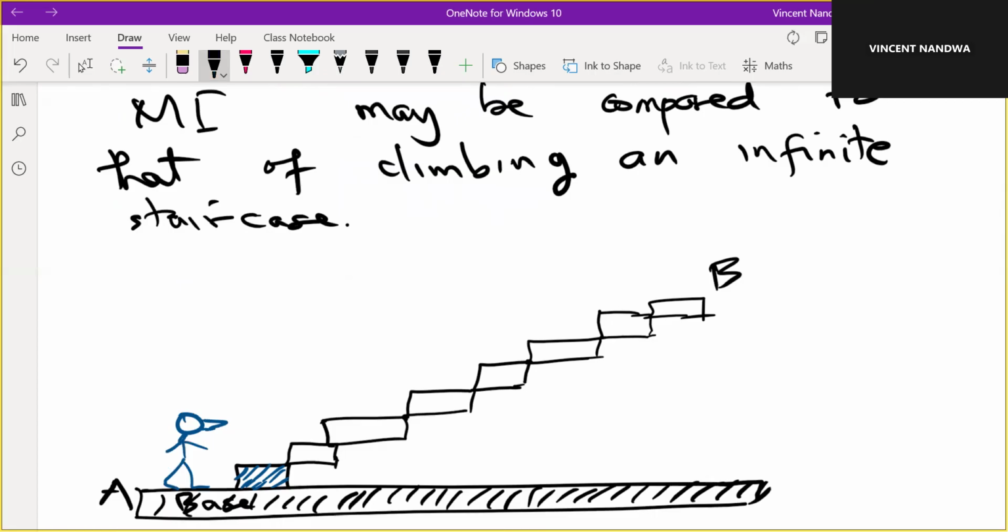Good. So if this person is at this point A on the ground, to move from A to B along this stair, the person should be able to climb the first stair. Yeah. So if you are able to climb the first stair, then you can now move to the second stair, third stair, fourth stair, etc., up to say stair K. Let's say this is stair K.